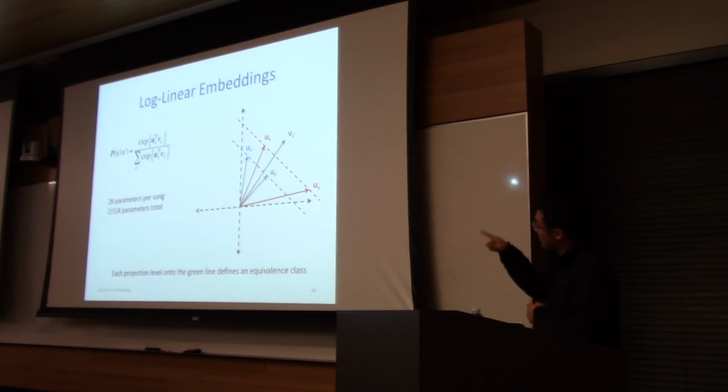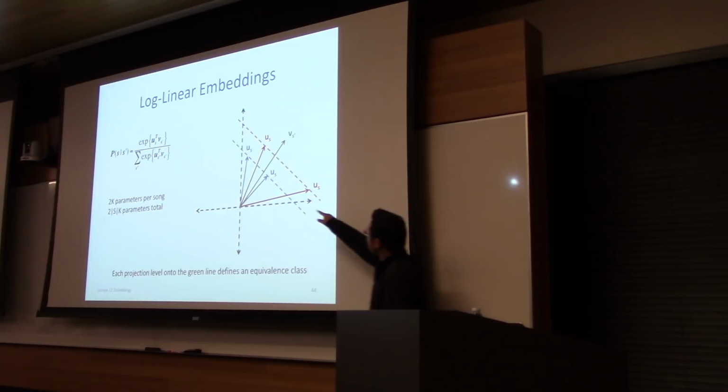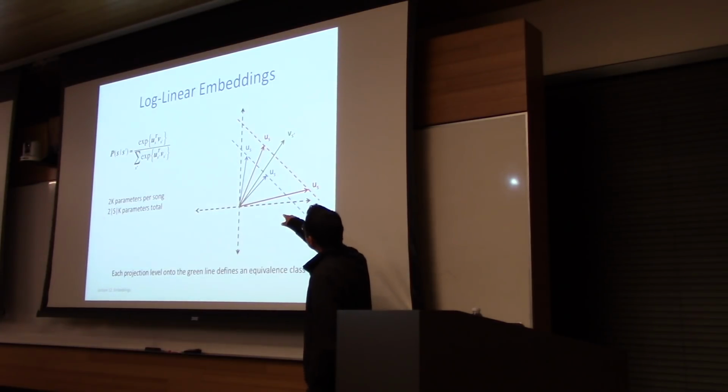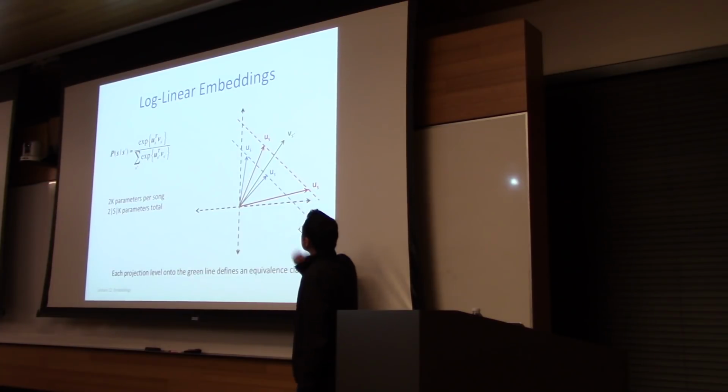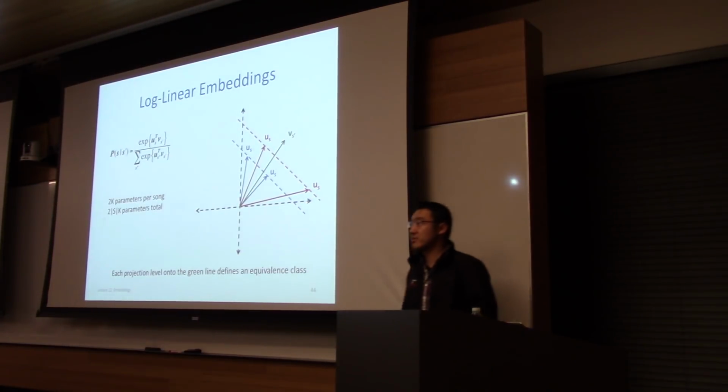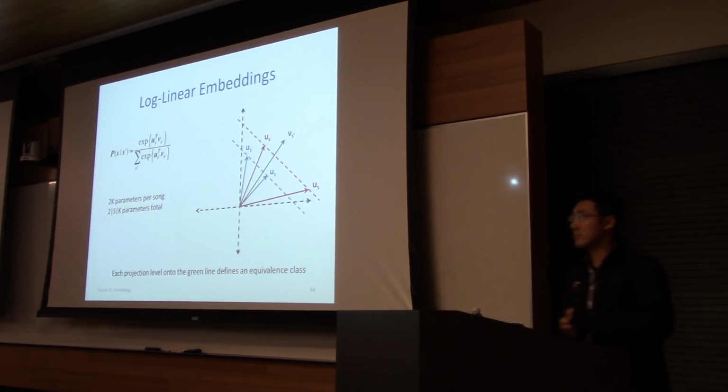So the two blue arrows have the same probability. The two items corresponding to the blue arrows have the same probability to be transitioned to, and the two items corresponding to the red arrows have the same probability of being transitioned to.